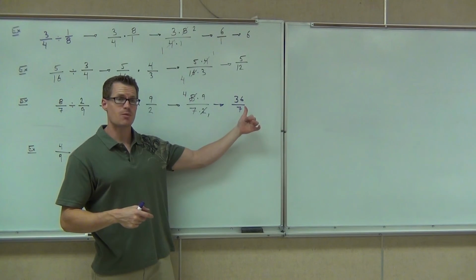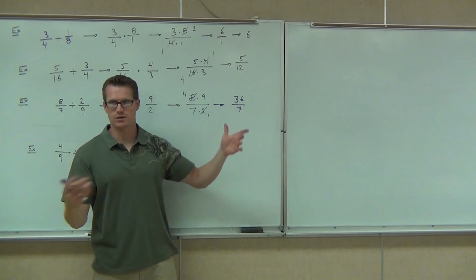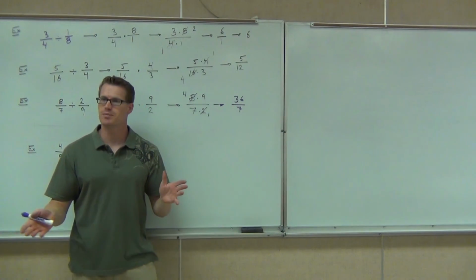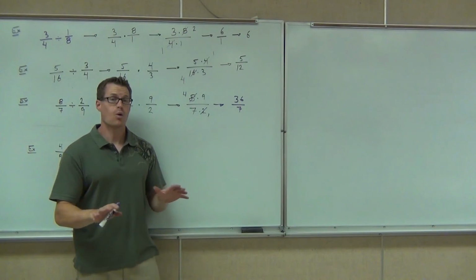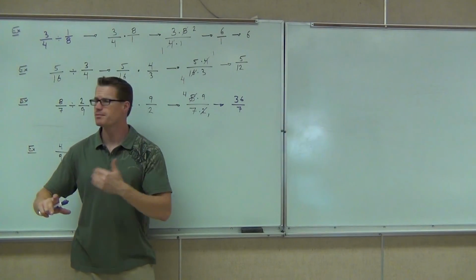If I asked for a mixed number, then you'd go ahead and write 5 and 1/7. Okay, you could do that, that's fine, but unless I specifically ask for it, or the problem gives it to you as a mixed number, you don't have to do that.